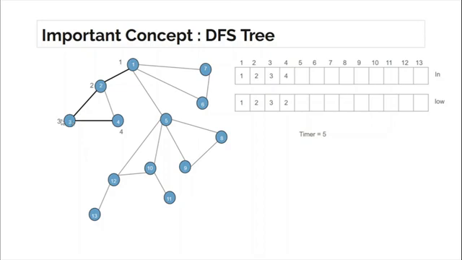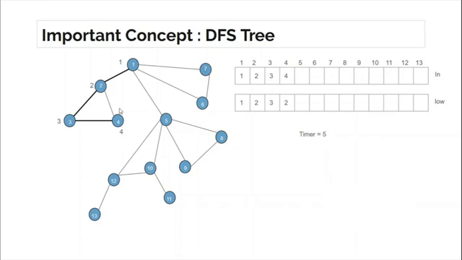So even if you remove this node, and the low time of node 4 is either 1 or 2, which is smaller than the in time of 3, that means node 4 is connected to one of the ancestors of node 3. So even if you remove that edge, it is still connected to the ancestor, which means this subtree is still not disconnected. Even if you remove this vertex, this subtree is still connected, which means this is not an articulation point with respect to this subtree.